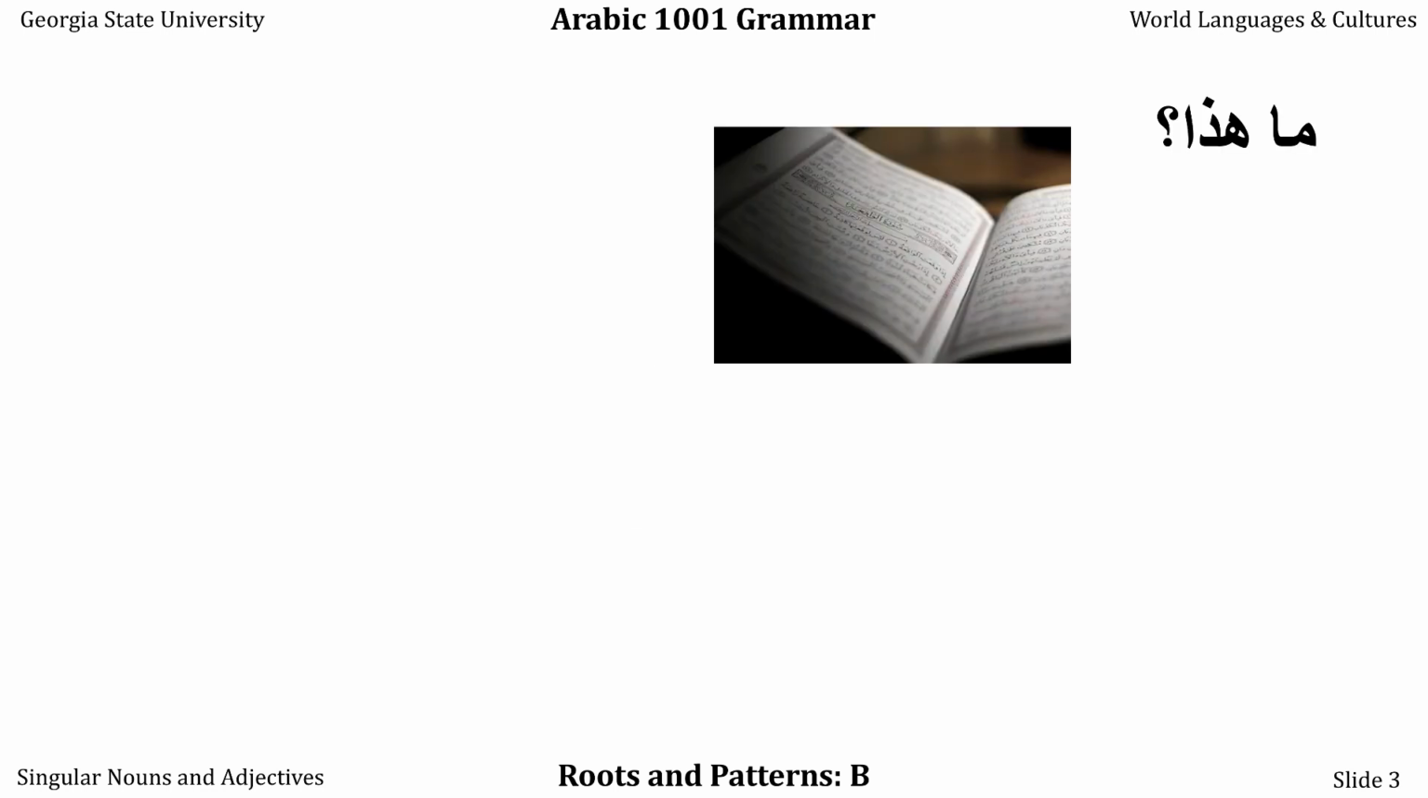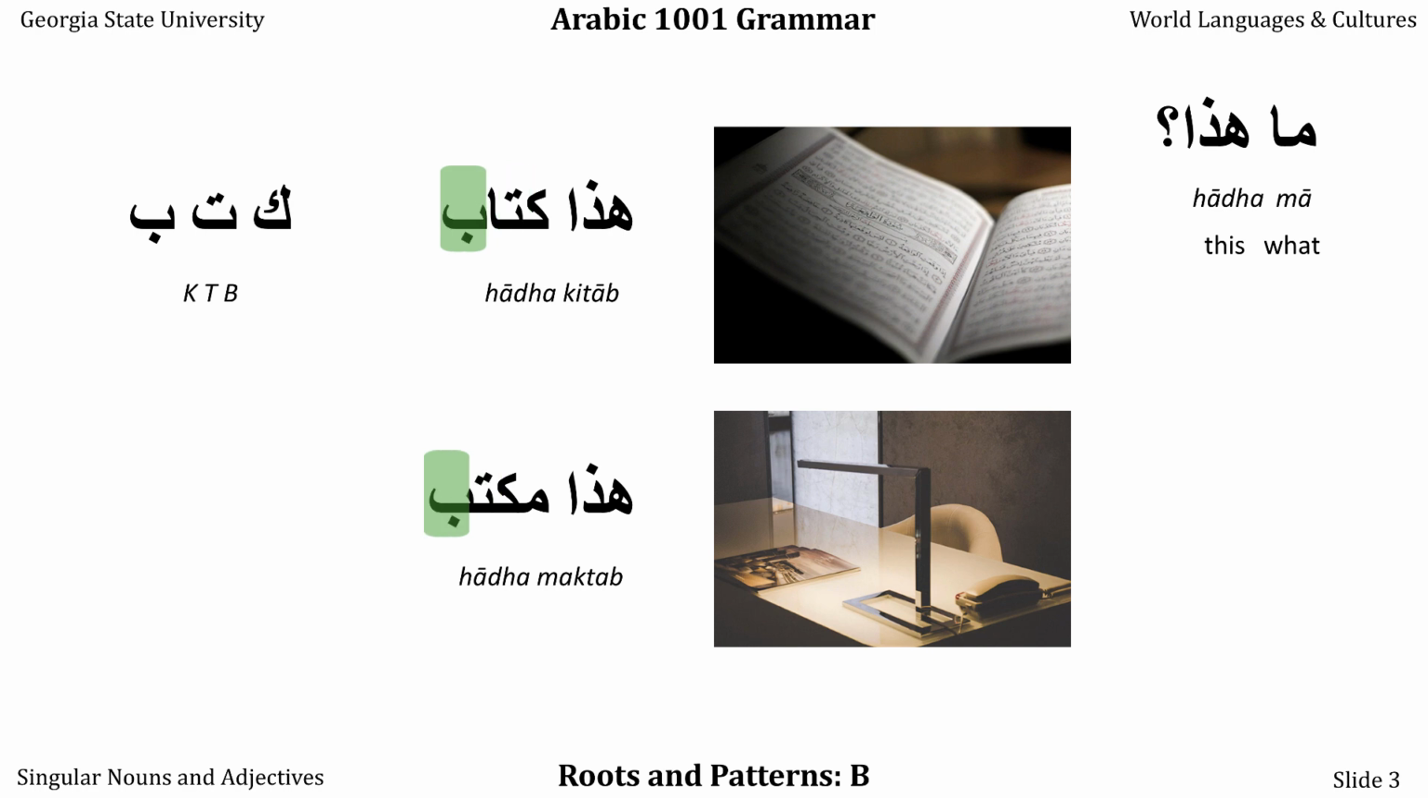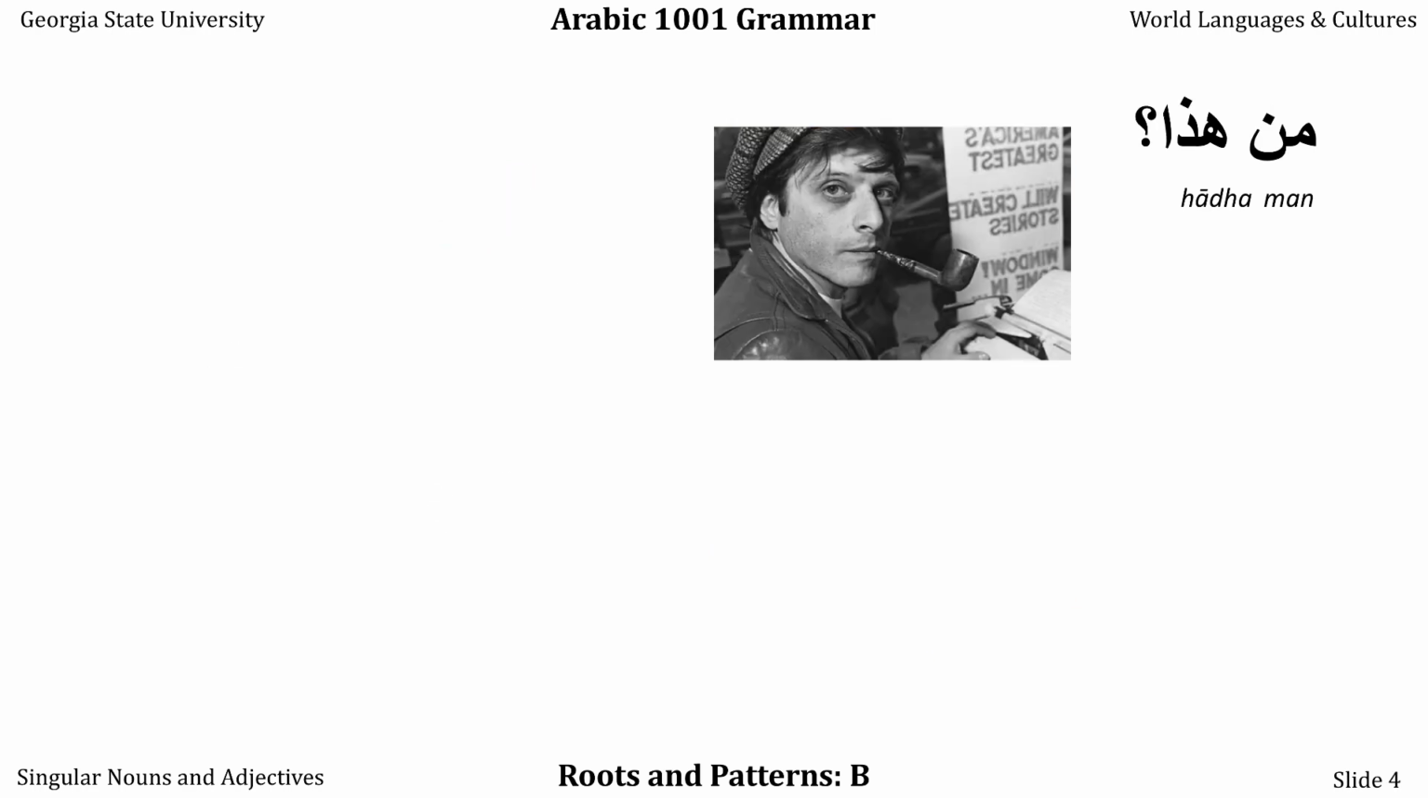We've seen this before. Ma hadha, what's this? And our answer is hadha kitab, this is a book. Ma hadha, what's this? Hadha mektab, this is a desk. As we noted in the last section, these two words share the same three-letter root, kaf ta ba or ktb, which means to write. Let's look at another word from the same root.